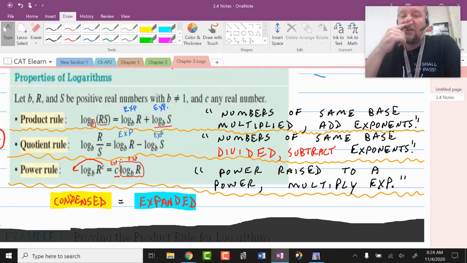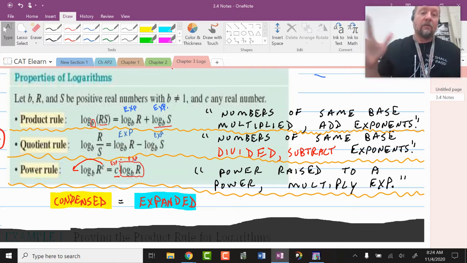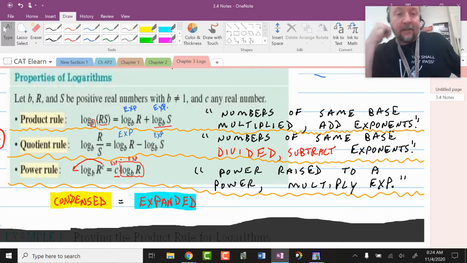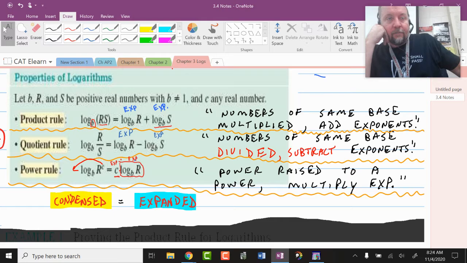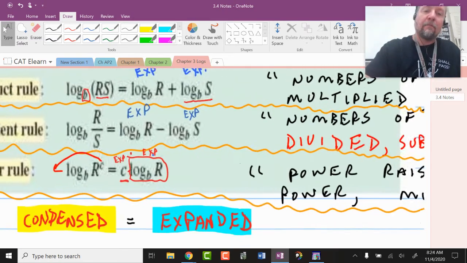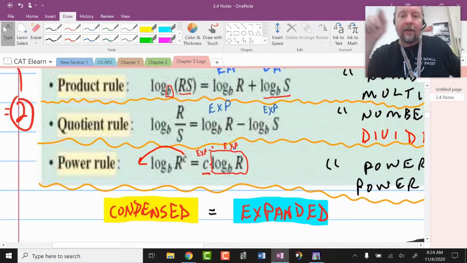Whatever you need to do, you got to get these memorized. And according to one of the teachers in CAT, you did this a lot in Math 3. Okay, this was a huge component, so this is not brand new.